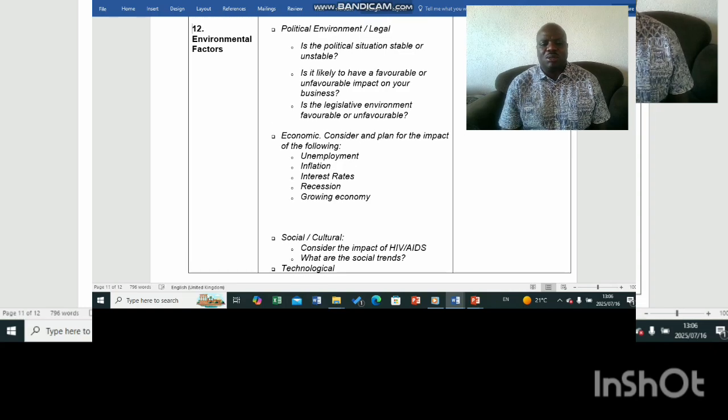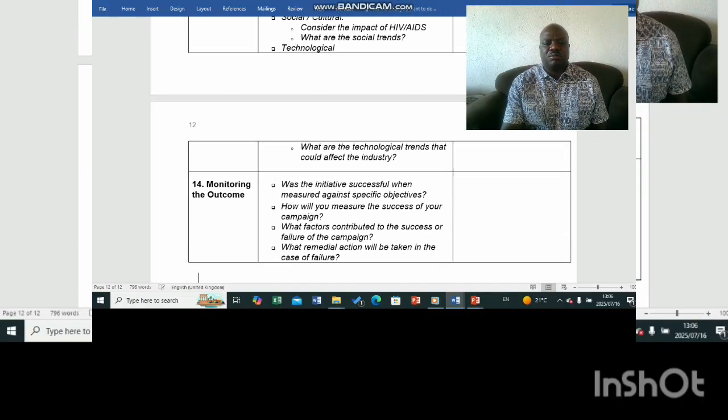Environmental scan. You remember we talked about PESTEL, where you're looking at the political environment, the economy, social. It has to be there. It's part of your planning.